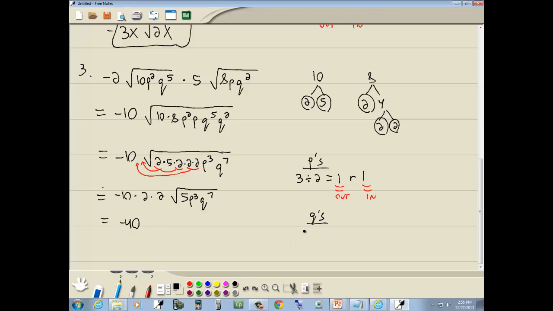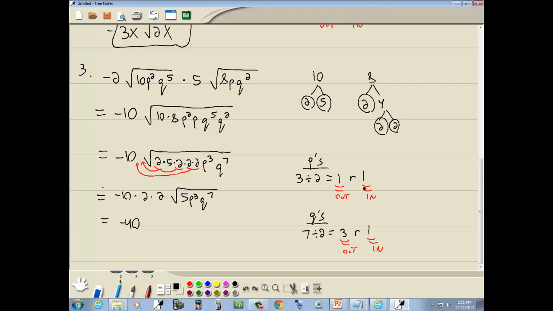Now our Q's. We're going to take our power, which is 7, divide by our index, which is 2. 7 divided by 2 is 3 with the remainder of 1. This is how many are going to come out. And this is how many are going to stay in.